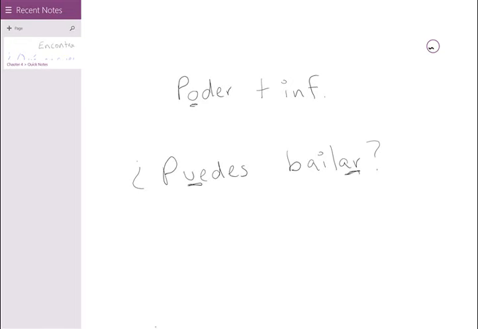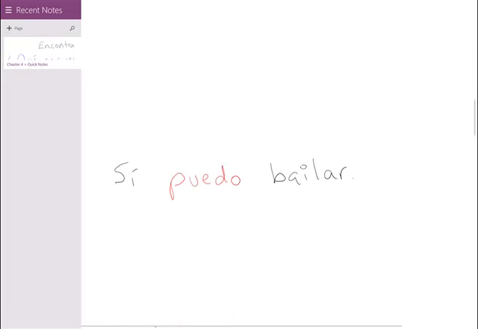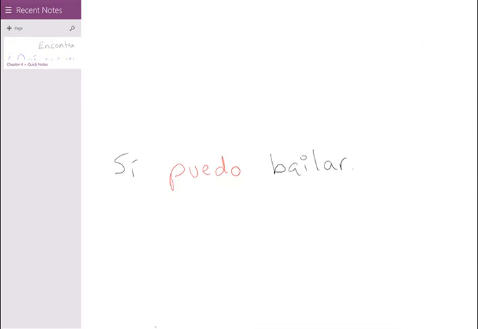Vamos a ver. How would you answer that? Sí, puedo bailar, right? Because we changed the tú form, es, to the yo form, o, right? And notice bailar is still in the infinitive.